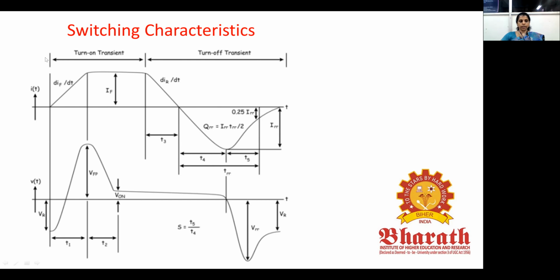From this point to this point is the turn on characteristics, and from this region to this region, you call it the turn off characteristics. Again, in this turn on and turn off, we are going to divide the turn on into two segments, T1 and T2, and the turn off into three segments, T3, T4 and T5. So let us see what T1, T2, T3, T4 and T5 mean.